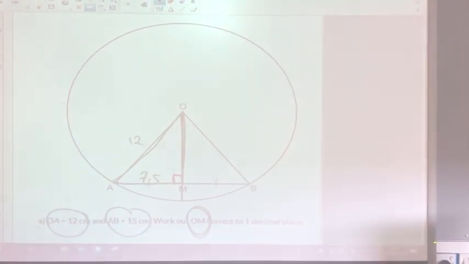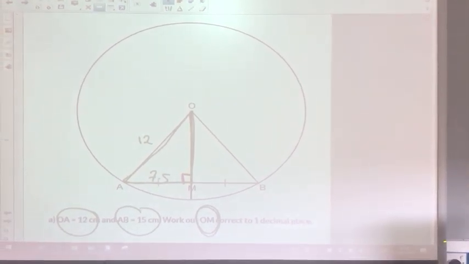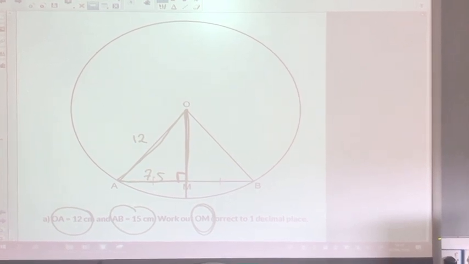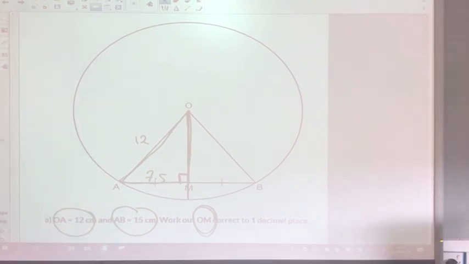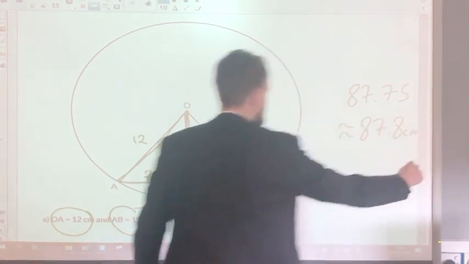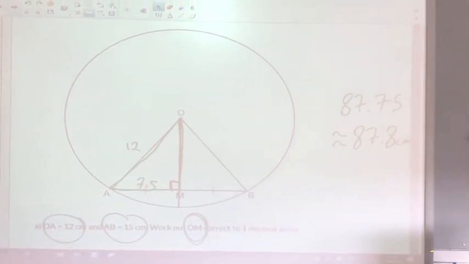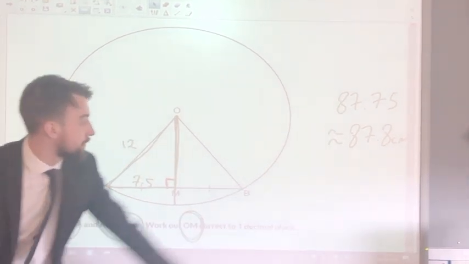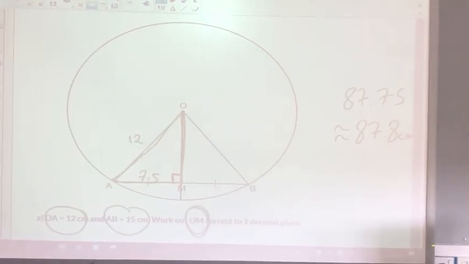I'm going to reveal the answers shortly. I'm not going to take you through the solutions to this. If you need support, you can just drop us an email. You should be able to do this from your prior knowledge and from the starters. Okay, when I did it on my calculator, I got 87.75. The question asks for 1 decimal place, so that is why I have approximated this to 87.8.